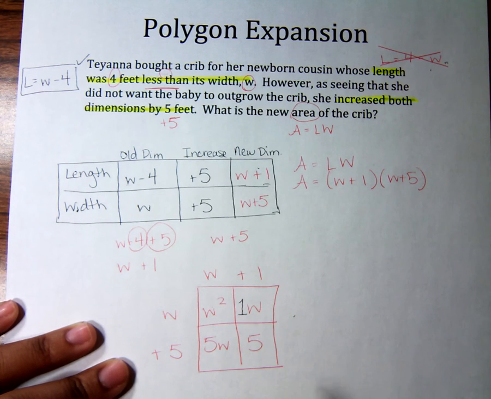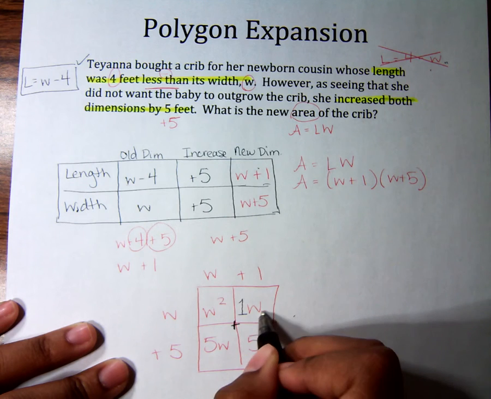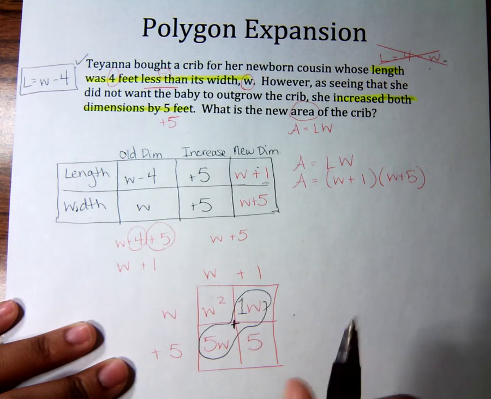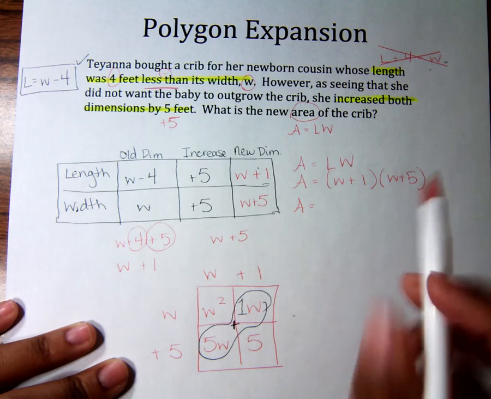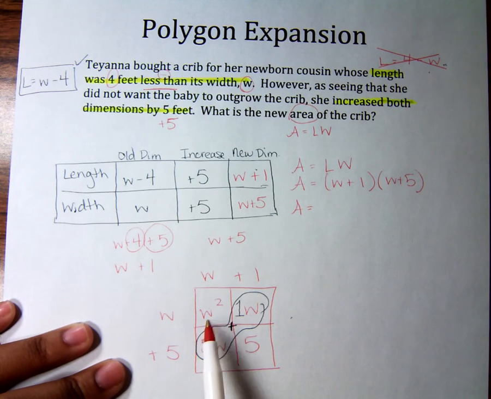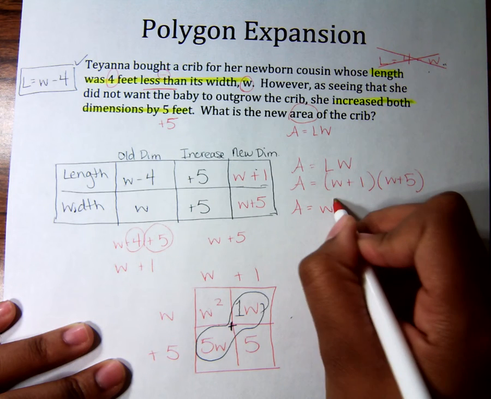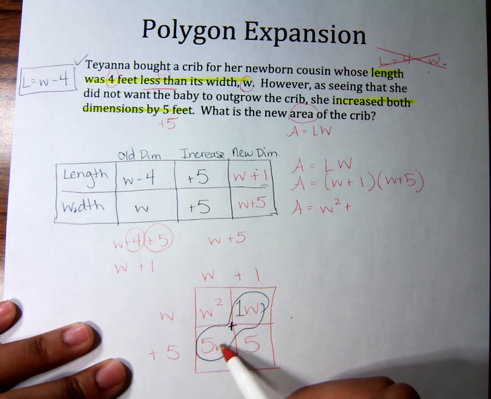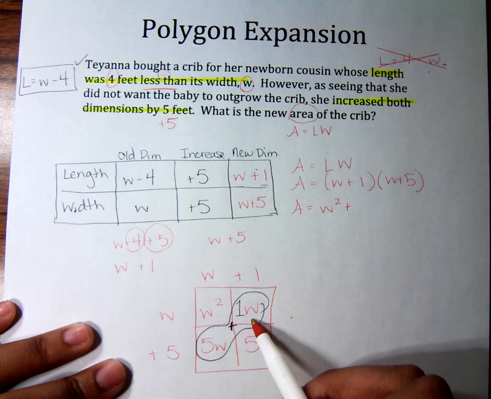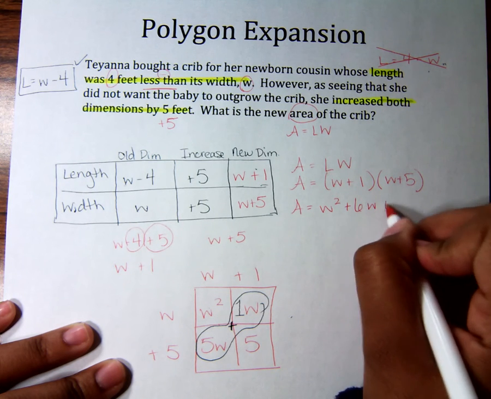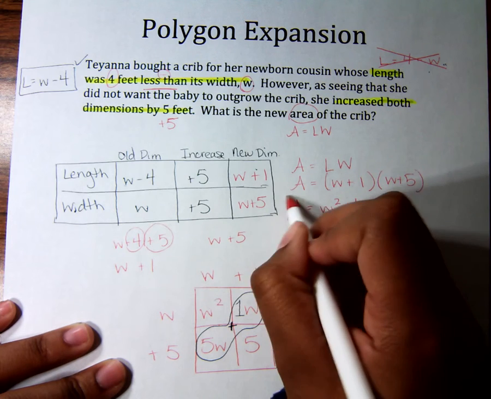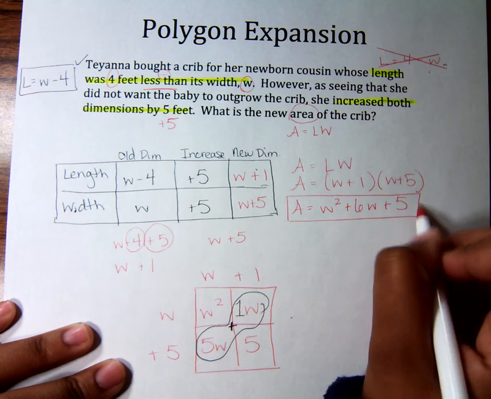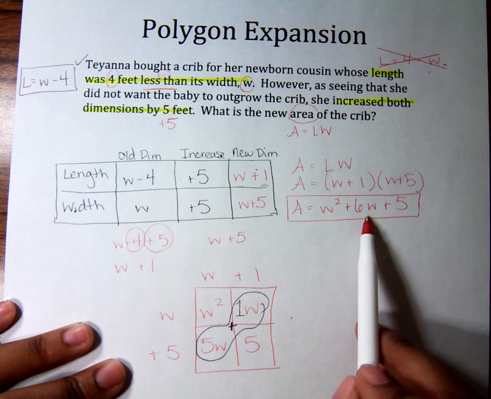There you can easily see it's like terms, so you're going to add them and combine them with your peanut. So you have your area equals your first term in the box, W squared, plus when you combine what's inside of your peanut, 5W plus 1W is 6W, plus your last square in the box, 5. So the area of the new crib is W squared plus 6W plus 5.